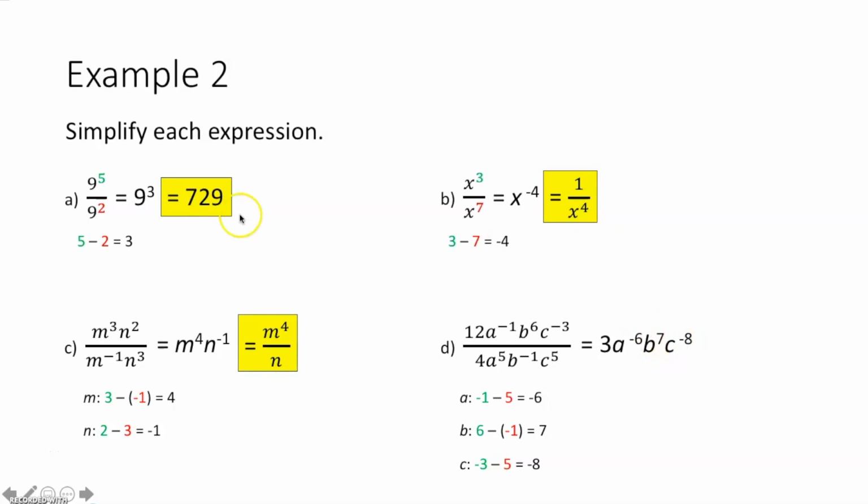Now to finish simplifying, anything with a negative exponent has to go to the other side of the fraction bar. So we're going to take a to the negative 6th and c to the negative 8th, move those to the denominator where they get positive exponents now. So we get 3b to the 7th over a to the 6th, c to the 8th.